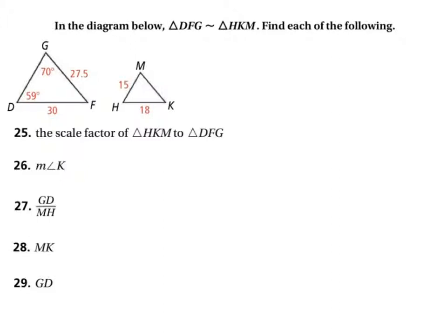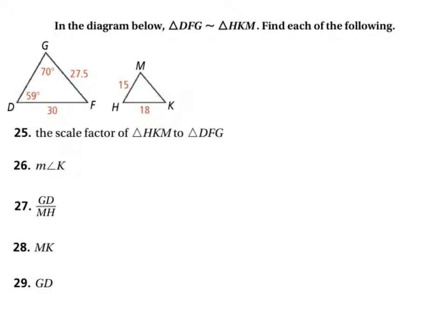Okay, so in the diagram below, they're telling us that DFG, let's follow that around, D to F to G, is congruent to H to K to M. And if we look at that, we can see that they're actually in the correct position for all of them. So find each of the following. Since they're in the correct position, D corresponds with H, F corresponds with K, and G corresponds with M. We can see that from the similarity statement at the top.